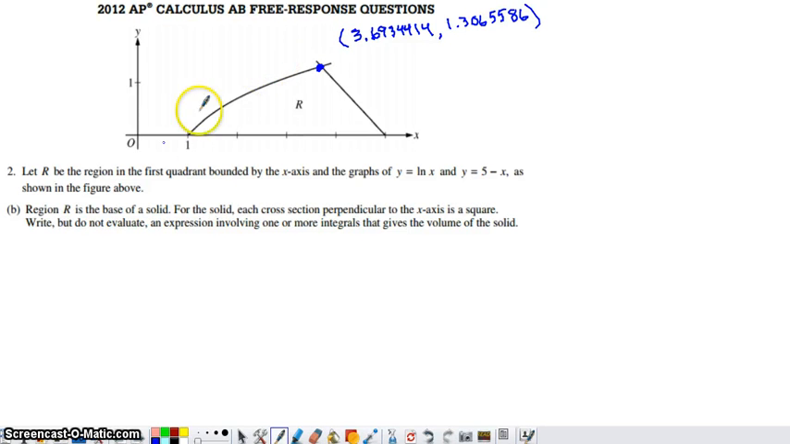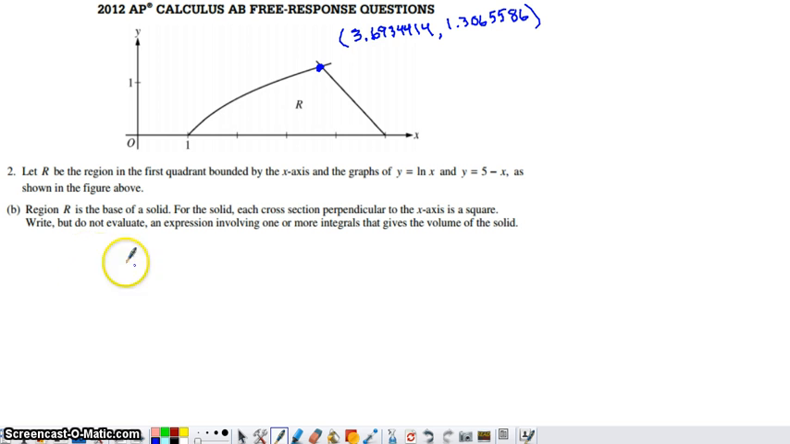So here we'll check out part B of number 2 from the 2012 AB exam. This intersection right here is something that we found in part A on the calculator, and we're going to need that intersection again in part B, so I just didn't want to refine that. I just kind of carried it over from the previous part.